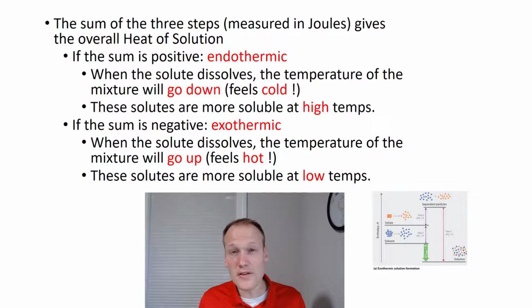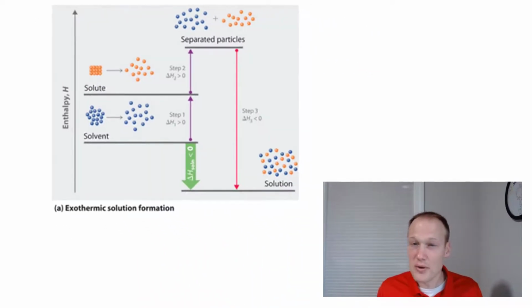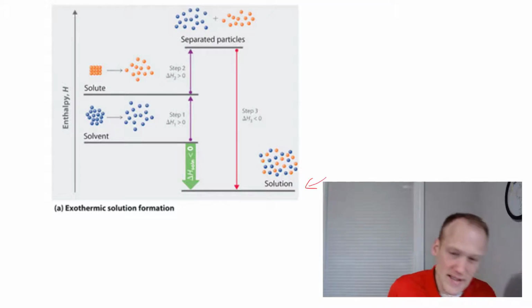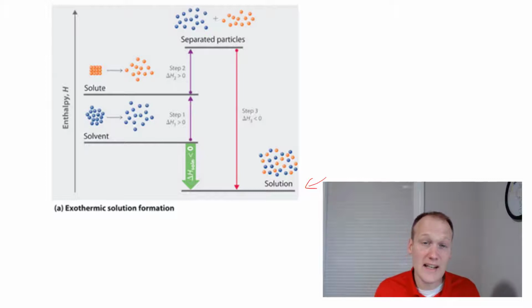These solutes will also be more soluble at higher temperatures because higher temperatures will allow more heat to feed the dissolving process. If the sum of these three steps is negative, the heat of solution would be considered exothermic. This means the solution would give off heat to the surroundings and it would get hotter. Typically, these solutions are more successful at low temperatures so that heat has more of a gradient to exit to. Here's just a quick example of an exothermic reaction. You can see that we have less heat in the system after we are done, meaning more heat left than entered this system.